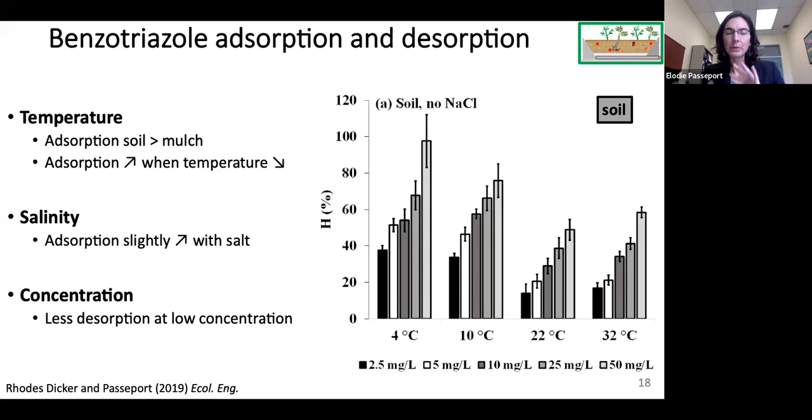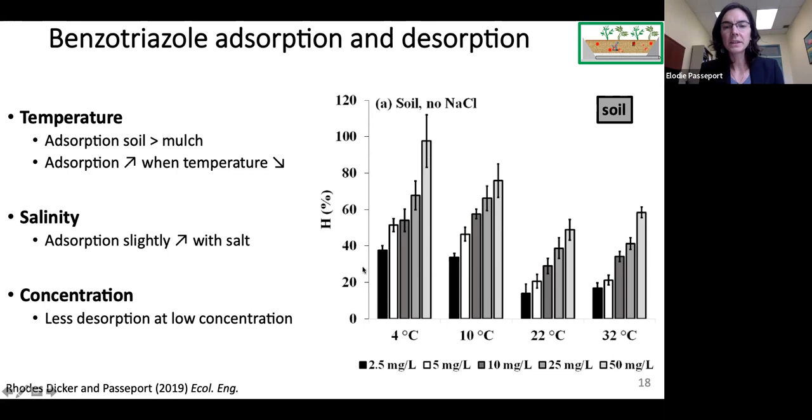And finally, I'm showing you the results for the effect of concentration. And here, just to change the story a little bit, I'm showing you the desorption potential. So H is kind of a hysteresis coefficient, and the larger its value, the larger the desorption potential. Desorption is when the molecule previously adsorbed on a solid surface is released back into the water.